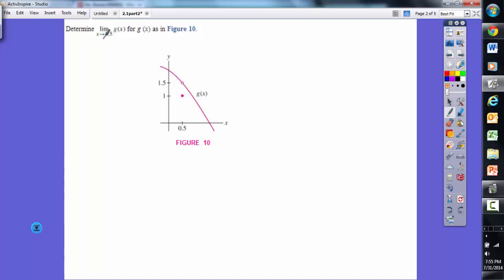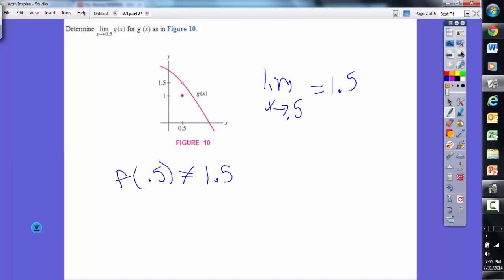Now here, the limit as x approaches 0.5 from the left is 1.5, and as x approaches 0.5 from the right, it's also 1.5. Just because f of 0.5 does not equal 1.5, that doesn't change the fact that the limit from the left and the limit from the right are equal. So therefore, the limit as x approaches 0.5 equals 1.5.